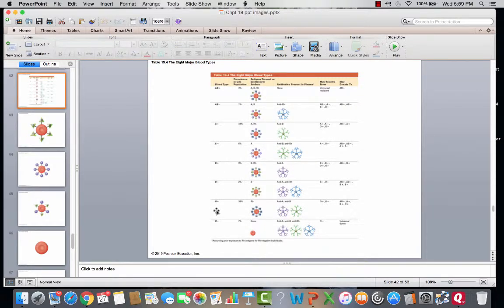If I have O or blood type O, I don't have any A or B. If I'm O positive, I have the Rh antigen. If I'm O negative, I don't have the Rh antigen.